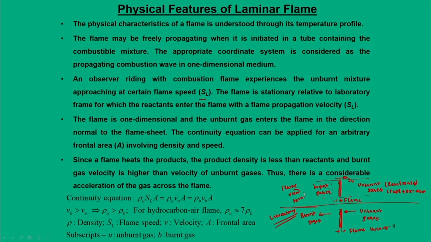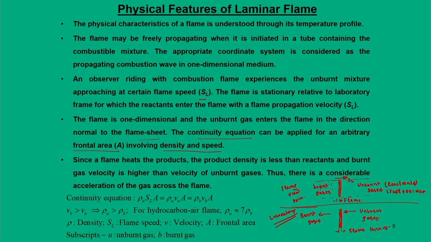So, this is what we have explained here, that an observer riding on this combustion flame experiences unburnt gases approaching at a certain speed, and the flame is stationary relative to the laboratory frame, for which reactants enter the flame with a flame propagation velocity of SL. And in one dimension, in a flame sheet of certain thickness, 1 mm let us say, we can see a one dimensional zone in which we can apply the continuity equations for a frontal area A that involves density as well as the speed. Now, the flame heats the products.